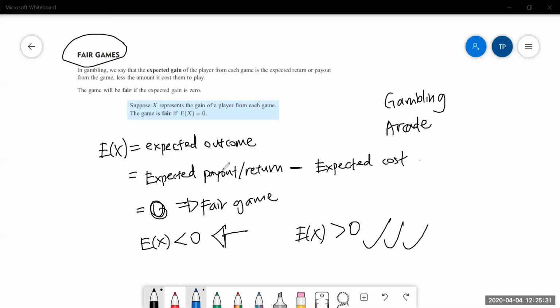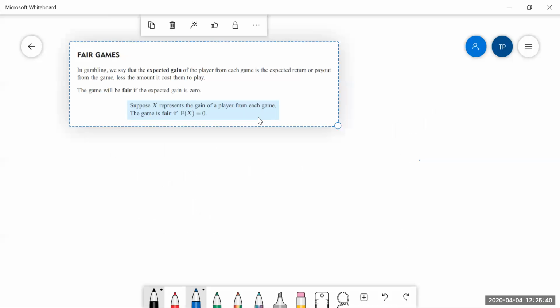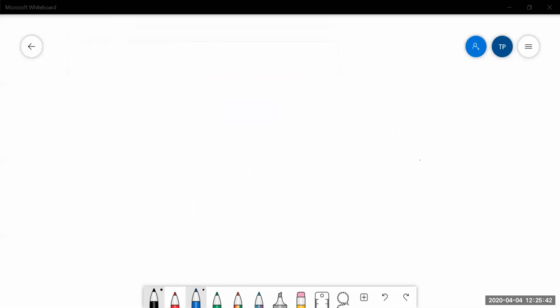Okay, understand this? And if you understand this, then we can move to a real question. Maybe we take a look at this one first.